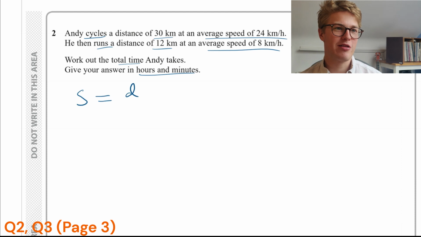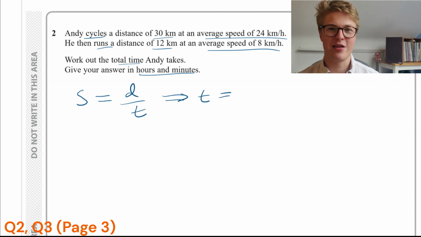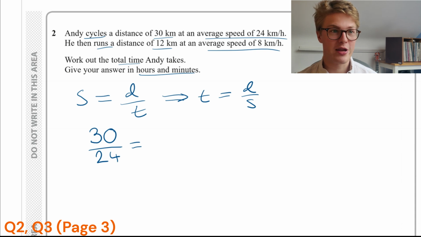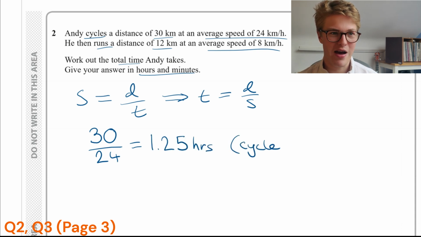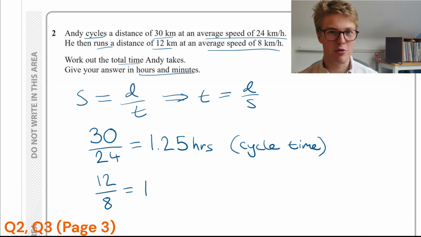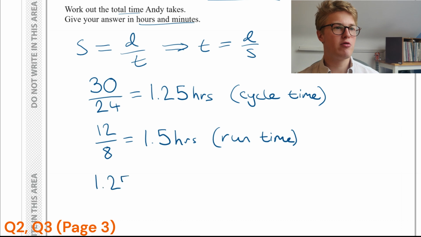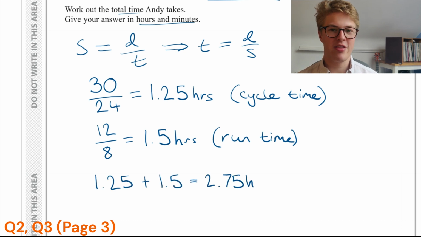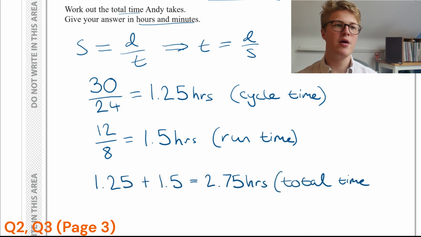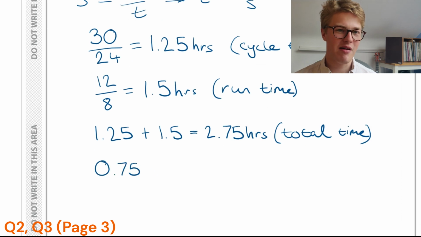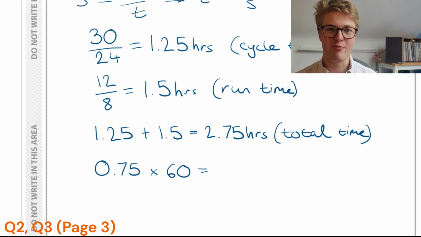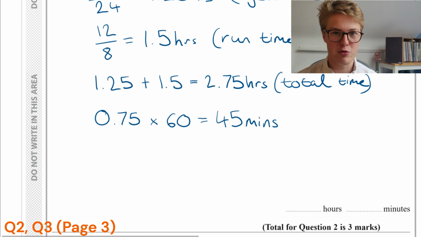So speed equals distance over time, and therefore time is equal to distance over speed. For our cycle time, we do 30 kilometers divided by 24 kilometers an hour, and this gives us 1.25 hours. For our run time, we do 12 kilometers divided by 8 kilometers an hour, and we end up with 1.5 hours as our run time. Then we do 1.25 plus 1.5, which is 2.75 hours as our total time, and then we need to convert that 0.75 hours into minutes, which is 45 minutes. So our answer is 2 hours and 45 minutes.